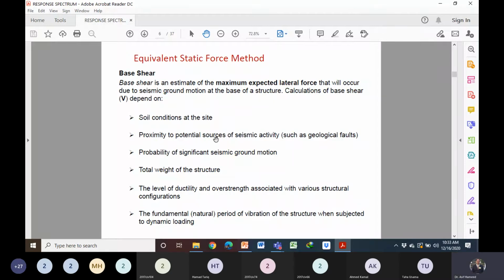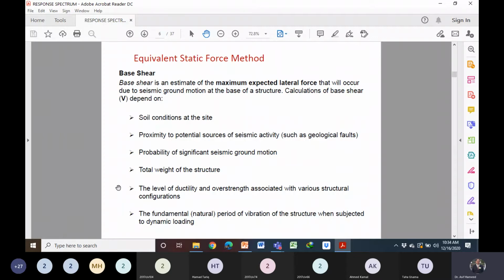Distance of the location from the epicenter. Then probability of occurrence of a certain earthquake. These are the factors. These are the properties of the earthquake. Dynamic loading, or the earthquake load, depends on the soil conditions. Its magnitude or intensity depends on the distance from the epicenter. It also depends on the seismic activity, or the probability of occurrence of that earthquake in that particular area. So these are the properties of an earthquake.